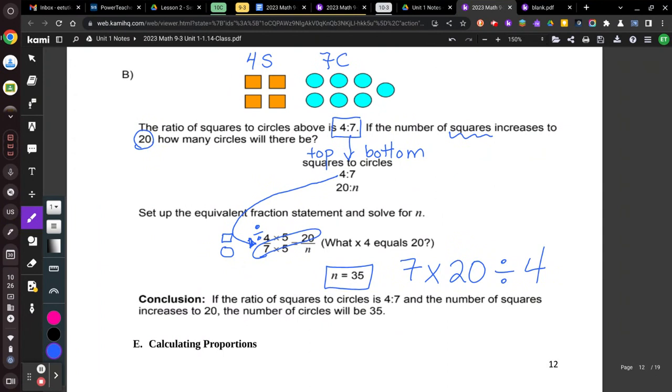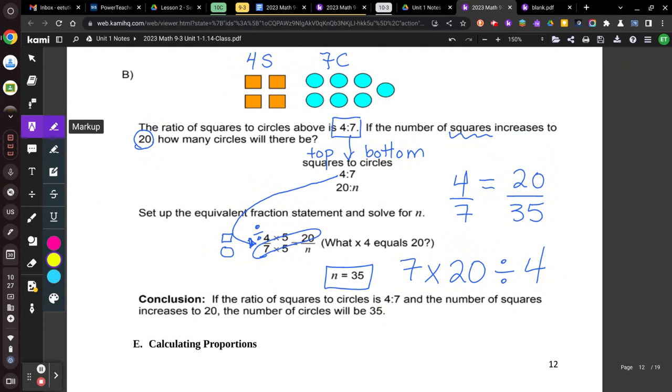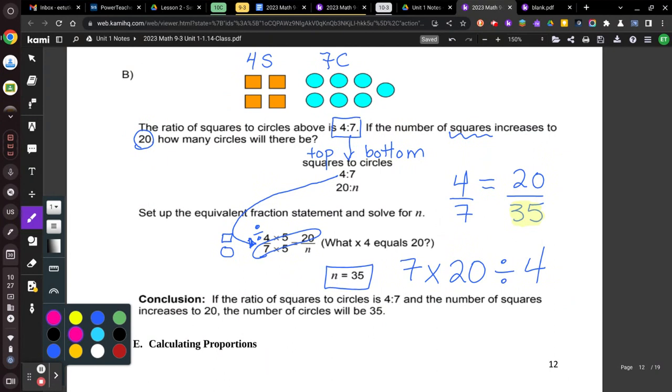So we're getting our answer. The answer we have is 4 over 7 equals 20 over 35. So we found our missing number, which was on the bottom. And again, we had it set up as squares, whoops, that's a diamond, squares to circles, squares to circles. So you always have to have them set up properly together.